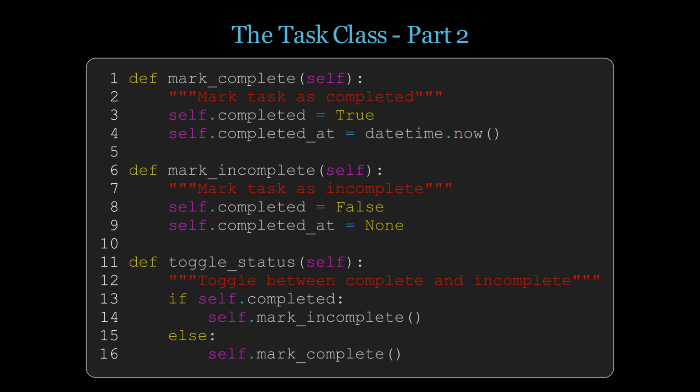The markIncomplete method does the opposite, sets completed to false and clears the completion timestamp. This is useful if you accidentally mark something complete or a task needs to be reopened. The toggle status method is a convenience function that checks the current status and switches it. If completed, mark incomplete. If incomplete, mark complete. One method handles both cases. This is good API design.